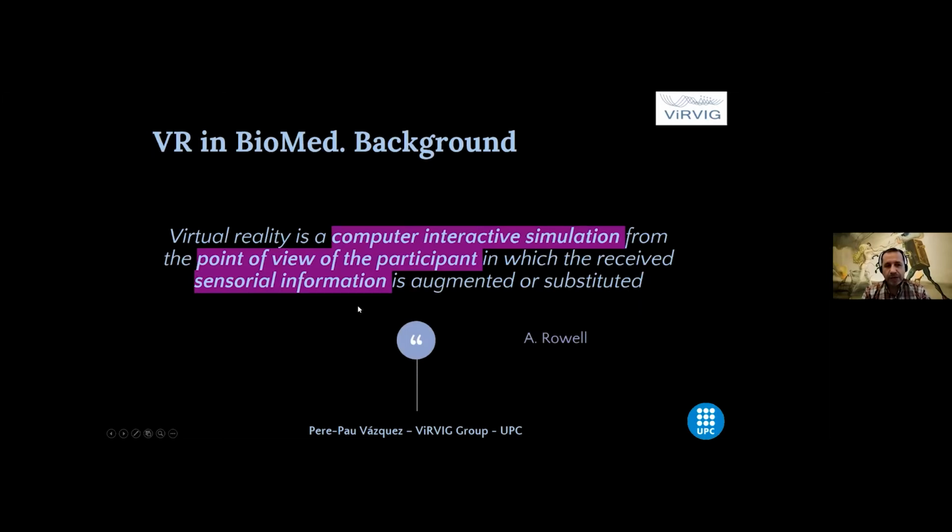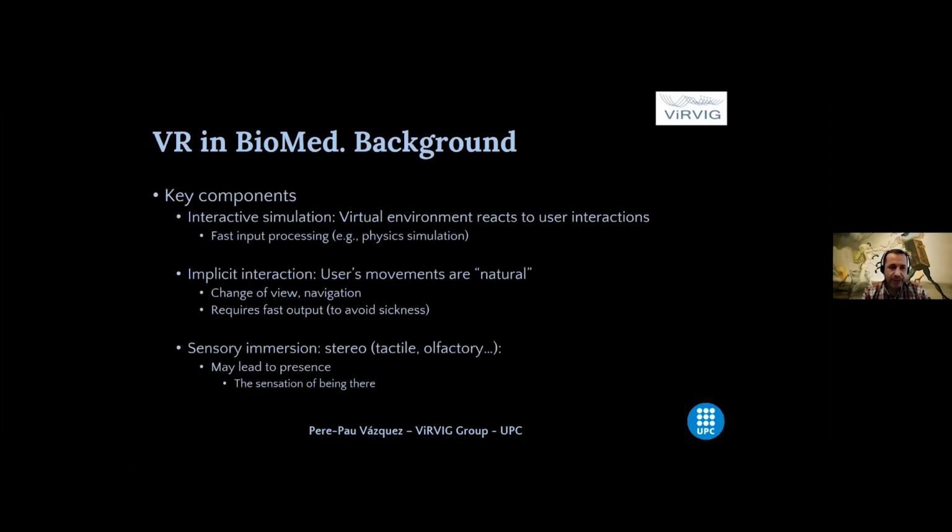So what's virtual reality? According to, for example, this definition by Rowell, virtual reality is a computer interactive simulation from the point of view of the participant in which the received sensorial information is augmented or substituted. From here, we can take that there are three important components. One is the interactive visualization. Interactive visualization means that the virtual environment, so the virtual world, must react to the user interactions. And this requires something very important, which is speed.